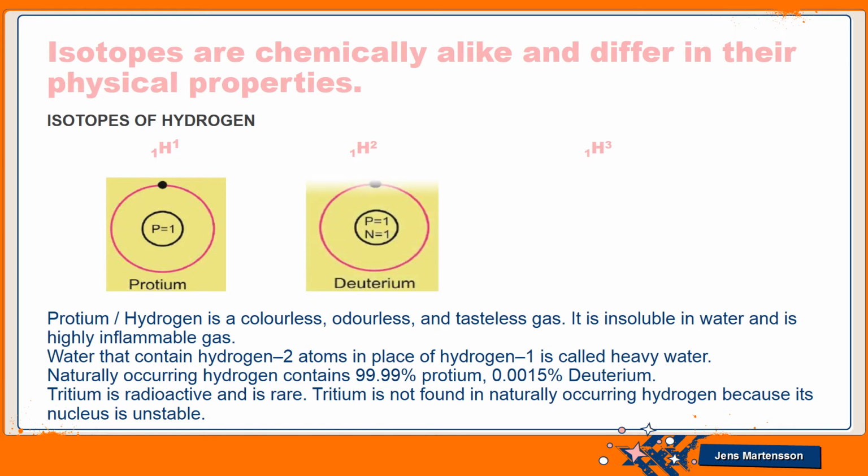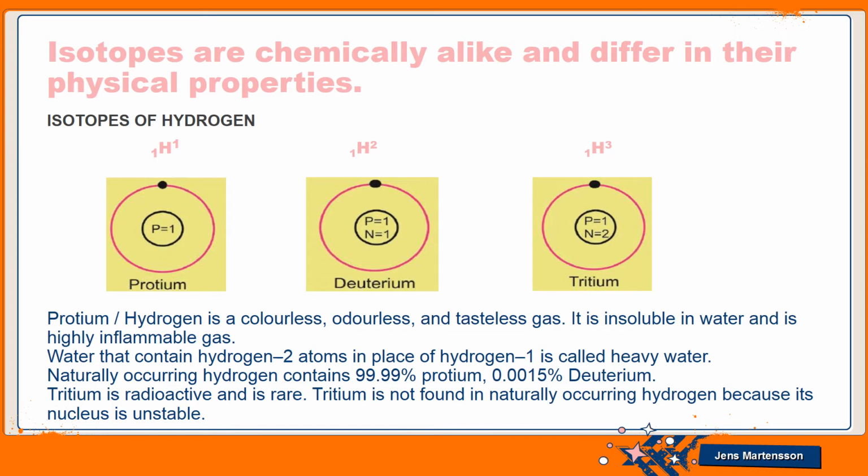The second isotope of hydrogen is deuterium. In deuterium there is one proton, one electron, and one neutron. And the third isotope of hydrogen is tritium. Tritium has one proton, one electron and two neutrons. You can see the number of neutrons is different in these three isotopes.